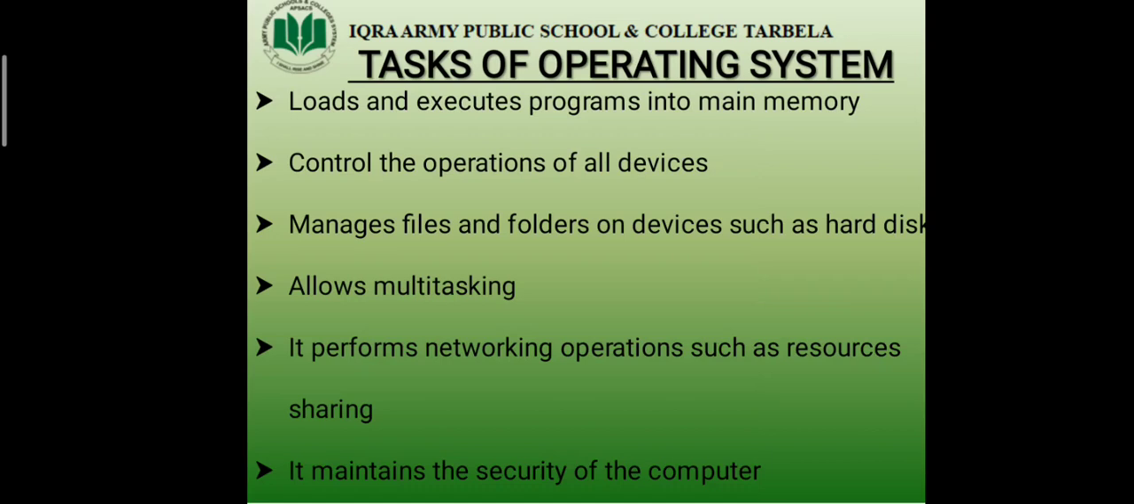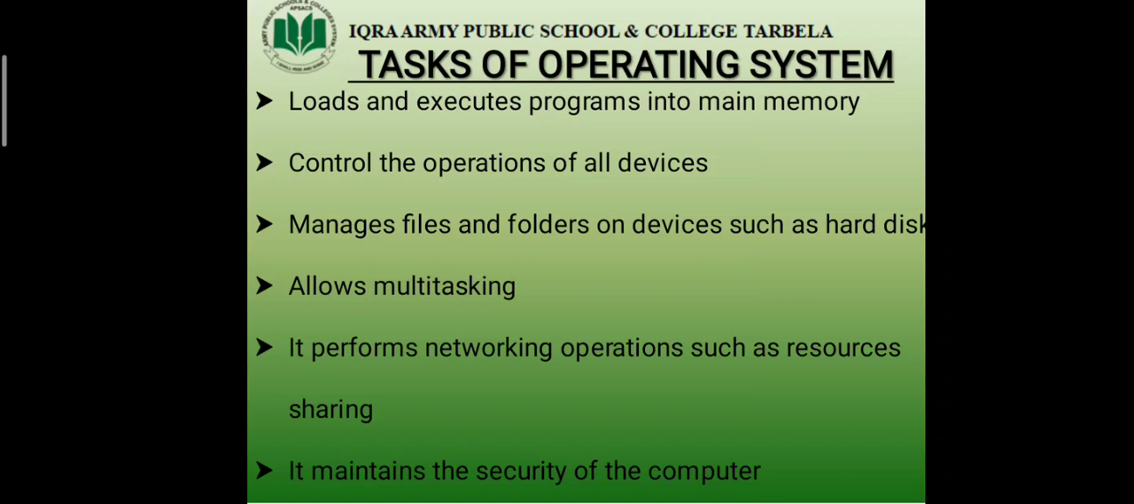Now we will discuss task of operating system. The first important task of the operating system is that it loads and executes programs into the main memory. Dear students, as you know, whenever some program is being executed, it must be loaded into the main memory and then it must be executed, and it is the responsibility of the operating system that it loads and executes programs into the main memory.